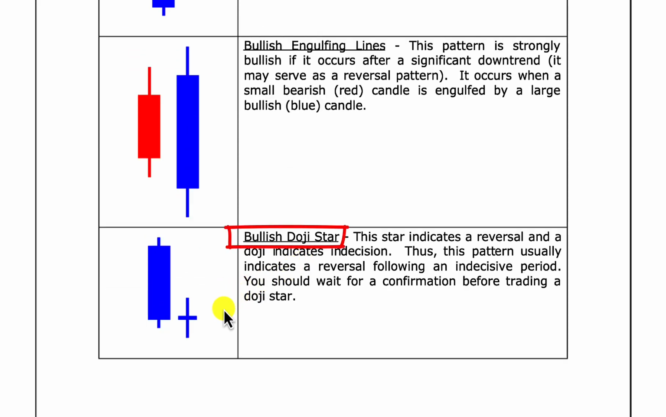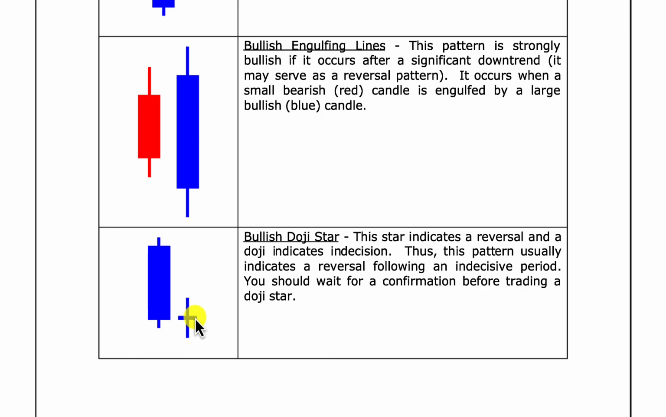Here we get a bullish doji star. Now, doji simply means, it's a Japanese word, that the open and the close of the candle are at the same level, and therefore you don't get a real body. It's a very skinny, tiny little body, which is really just a line. It doesn't really matter if it's slightly filled out, but more or less a doji is when the open and the close are exactly at the same price.